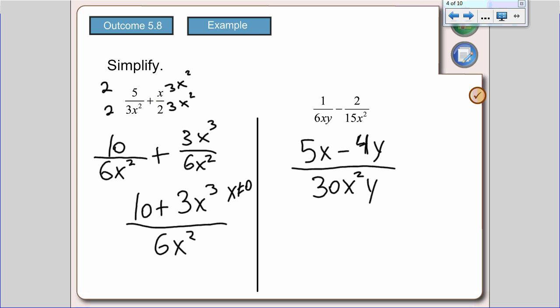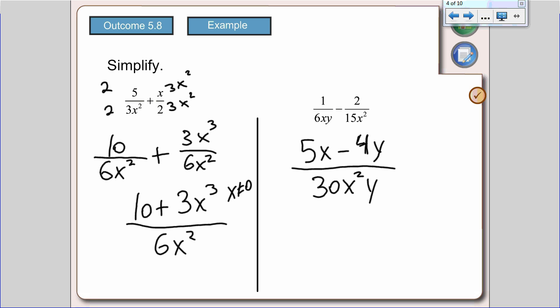Right, and that's what we're going to talk about. No, because x's and y's are different. Right? They're not like terms. And if we had a y squared, that's a different term. So you can't combine any of those. They stay in that exact format.